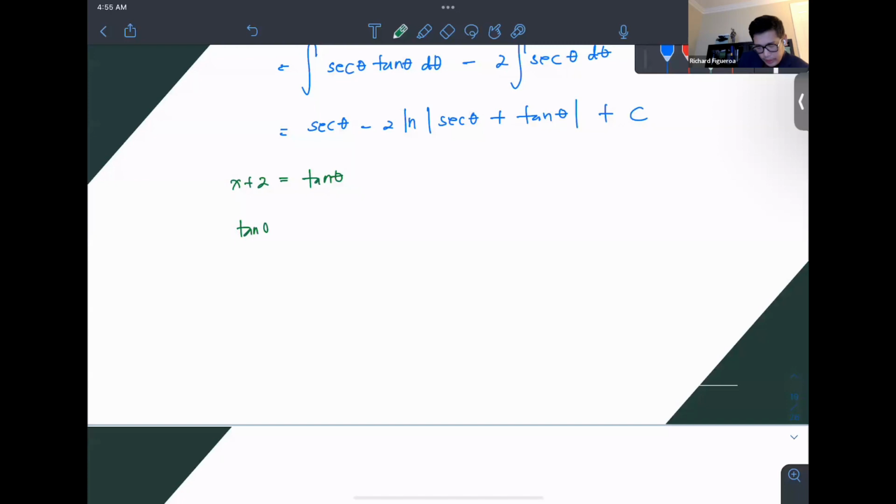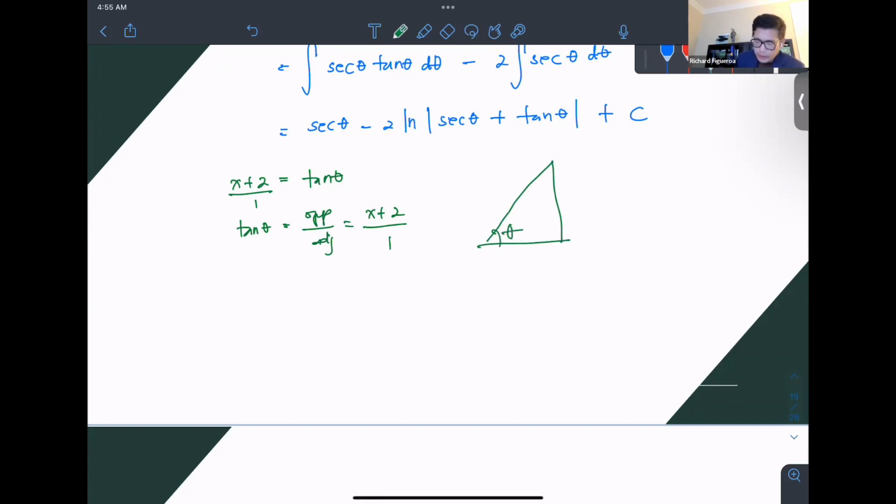Tangent theta is opposite over adjacent side. Opposite is x plus 2, and this one is all over 1. So for our triangle, opposite is x plus 2 and adjacent is 1. Therefore, the hypotenuse is the square root of x plus 2 squared plus 1, which is the same as earlier, x squared plus 4x plus 5.